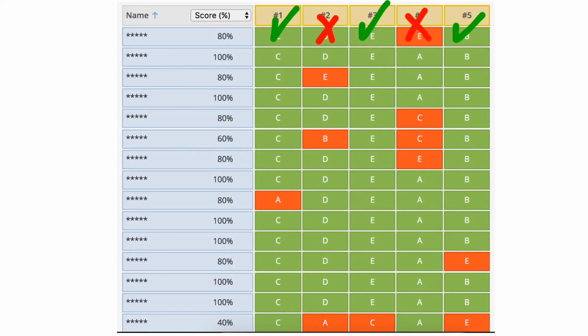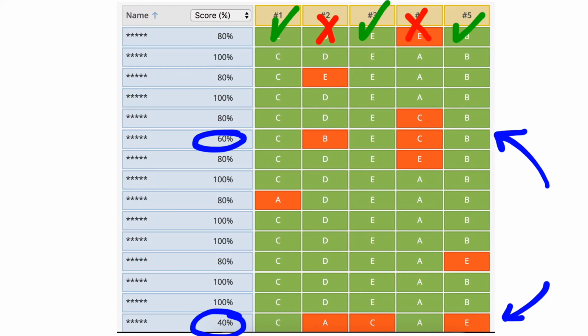Finally, I can also notice which students seem to be doing the best and which students are not feeling very comfortable at all. Notice that most kids got 80% or 100%, and we have 2 outliers right here and right here. So I would definitely want to check in with this kid and with this kid because it looks like they either didn't do the homework or they're really struggling.